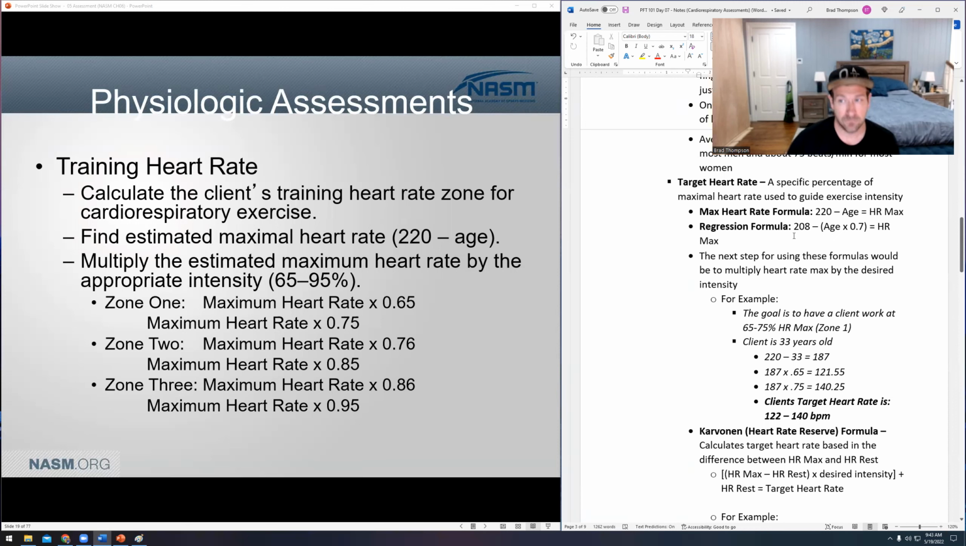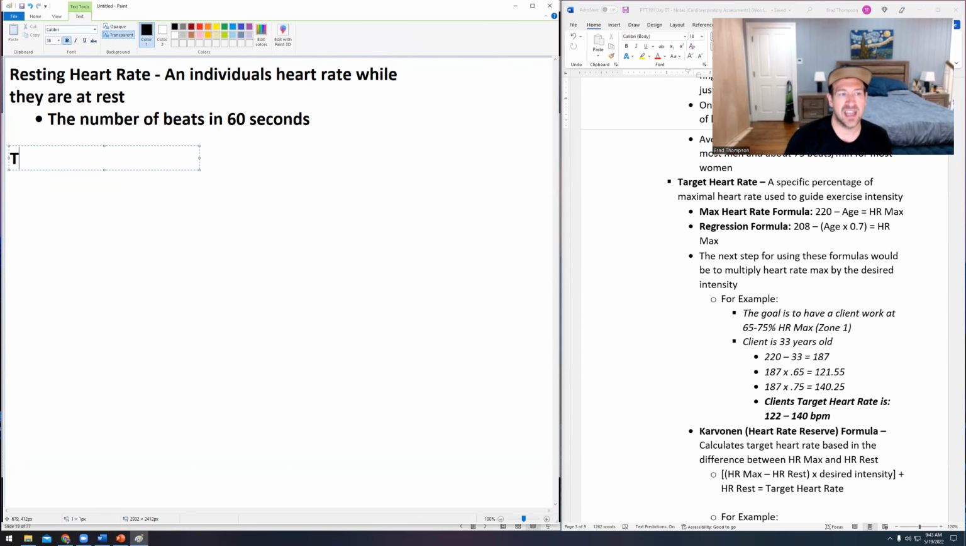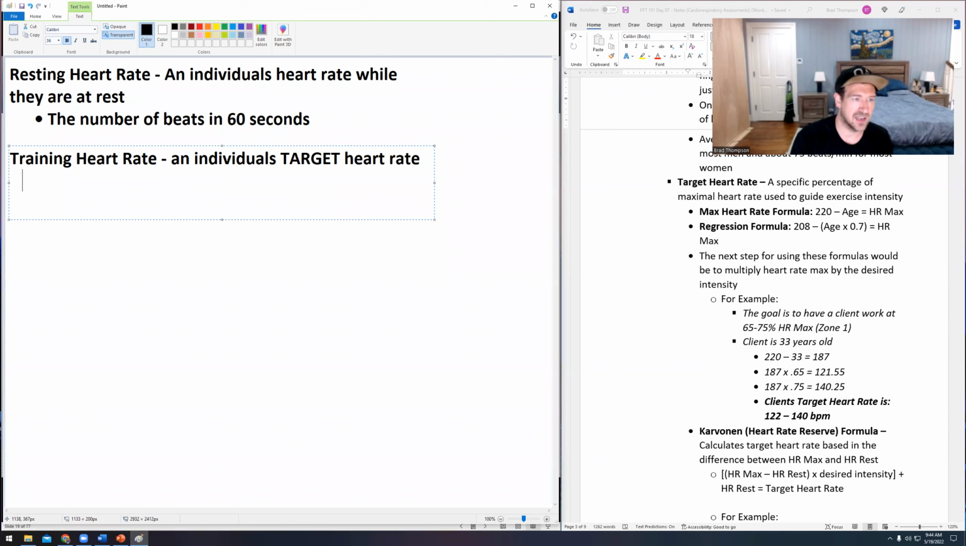Now, another very important version of a heart rate that we're going to gather is our training heart rate. If your resting heart rate is an individual's heart rate while they're at rest, our training heart rate is an individual's target heart rate. This is the heart rate that we are aiming for. We can go ahead and put that down here.